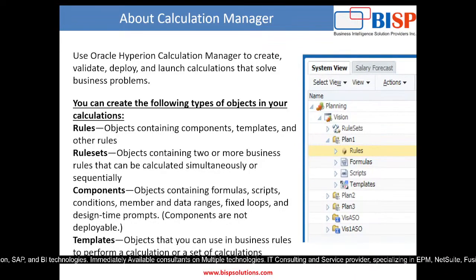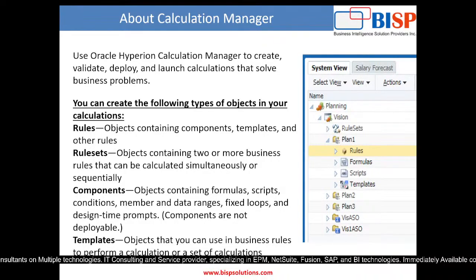We can create the following types of objects in our calculations. The first one is the rules, second is the rule sets, third is the components, and fourth is the templates. So we will have an introduction to the rules. This object contains components, templates, and other rules. The second one is the rule set. As the name itself suggests, it contains two or more business rules that can calculate simultaneously and sequentially.